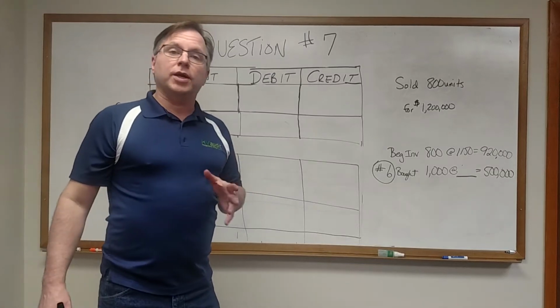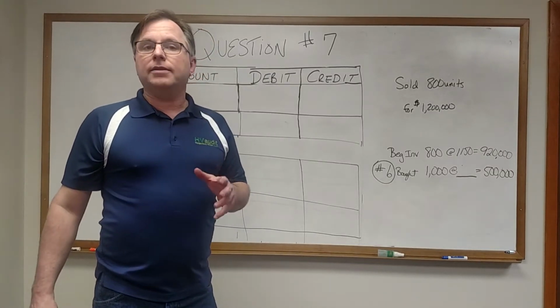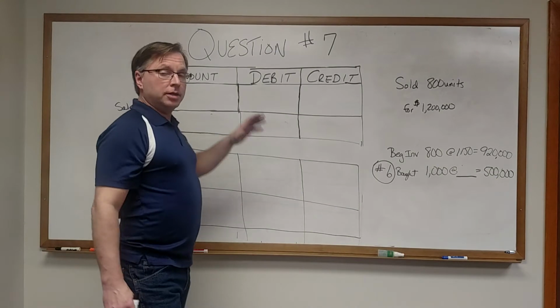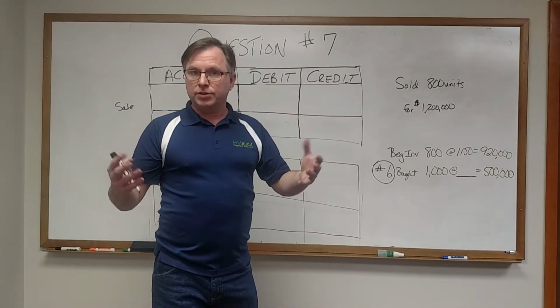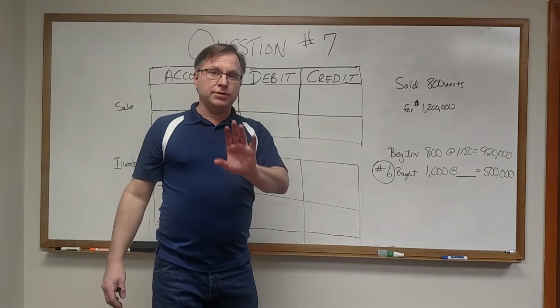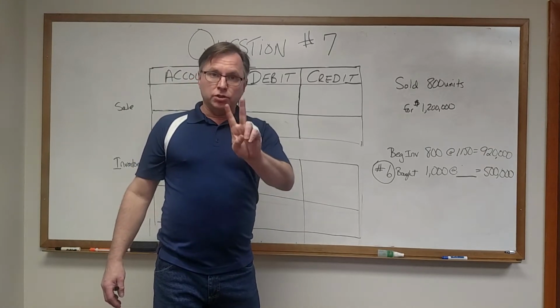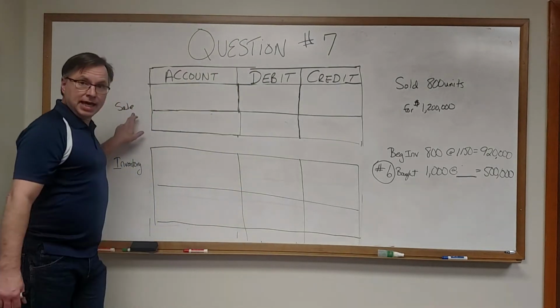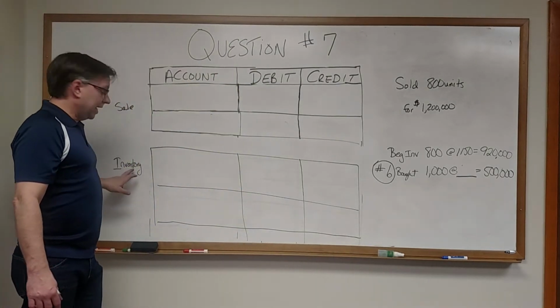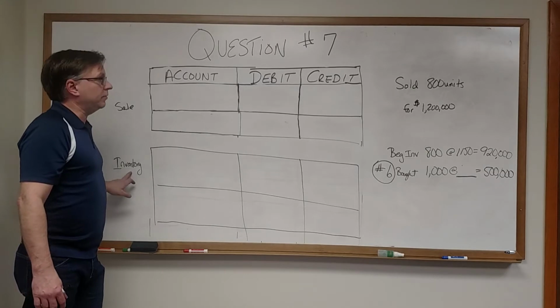This is the answer for question number 7 on the prep exam. Question number 7 deals with the sale of inventory to customers. So as you recall, from every sale transaction, there are 2 things we need to record in our general journal. One is the sale itself to the customers, and second is the inventory movement that we have.